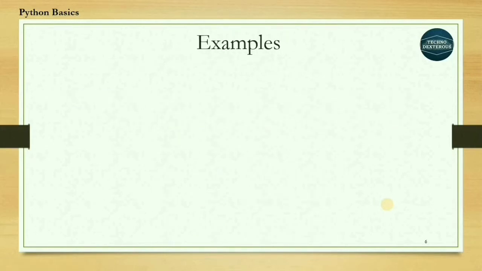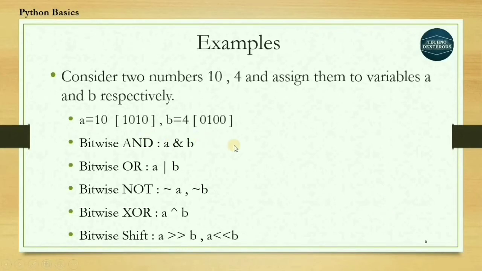So without wasting time, let's move towards examples. We are going to consider two variables a and b with the numbers 10 and 4 assigned to them. The corresponding binary representation of 10 is 1010 and 4 is 0100.